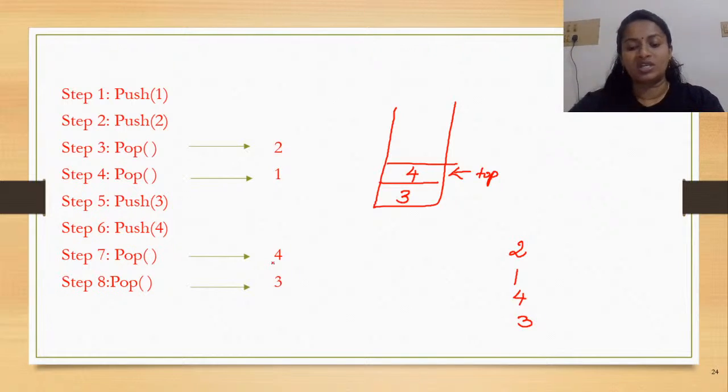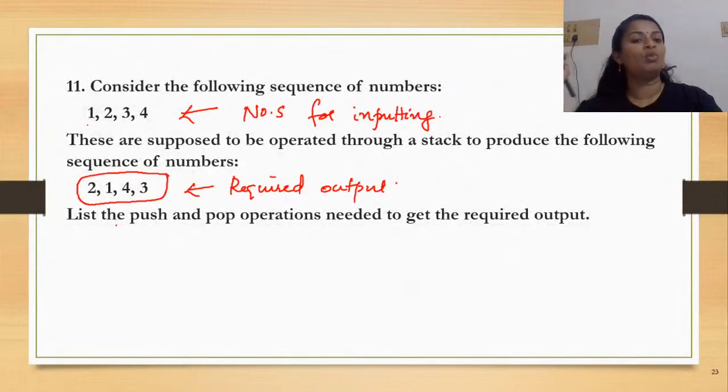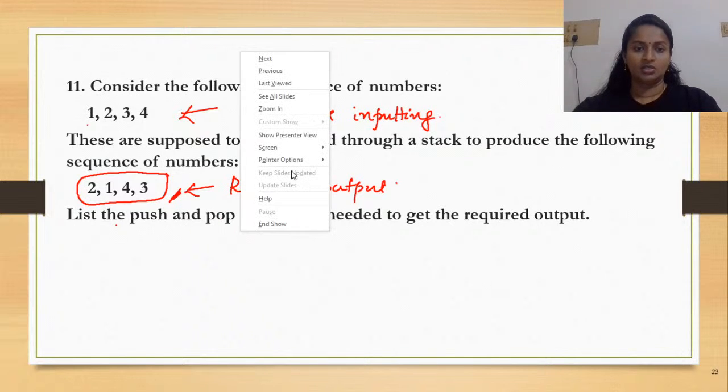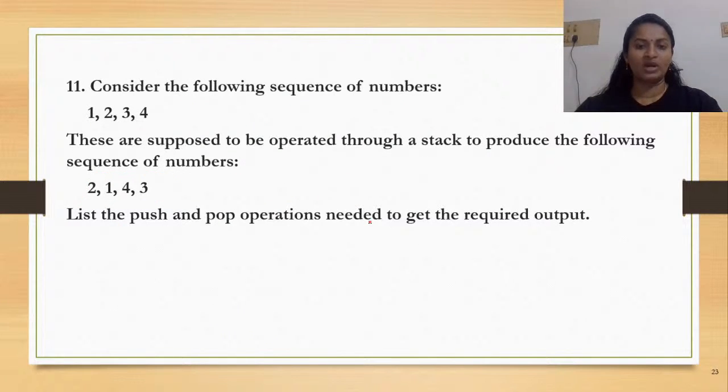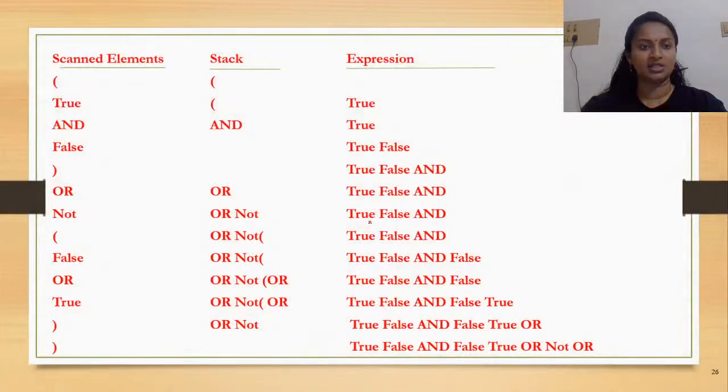See, what was the question that was asked here? You're given 1, 2, 3, 4. These are the numbers for inputting and then you needed to generate this required output, right? So this was a sequence of push and pop operations you should have written so that this particular output is generated. Is the idea clear? So I hope this is also clear to you. So with one more question to go, then we'll be winding up today's session. I guess this is the last question.